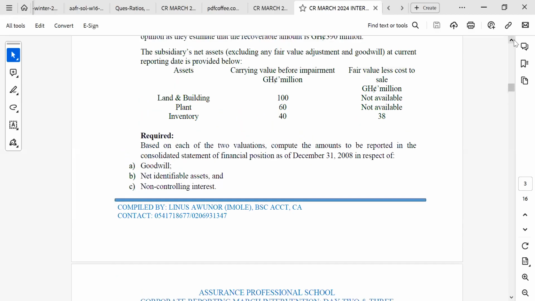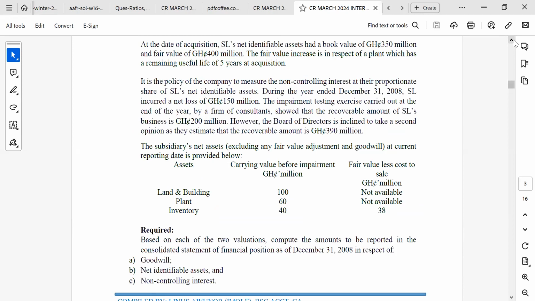Goodwill. We are using proportionate, so goodwill will not come here. The impairment of the goodwill will be for only the parent. It is the parent that is going to suffer the impairment of the goodwill. But the impairment of the other assets, which is 40, will be shared among the parent and the NCI. And also the loss. The loss of 150.